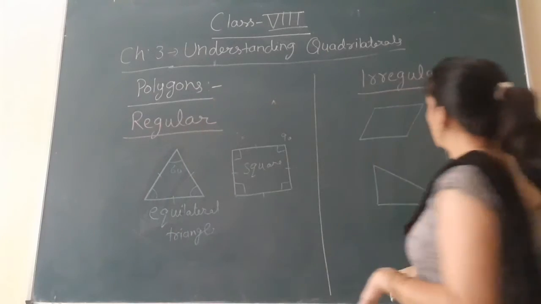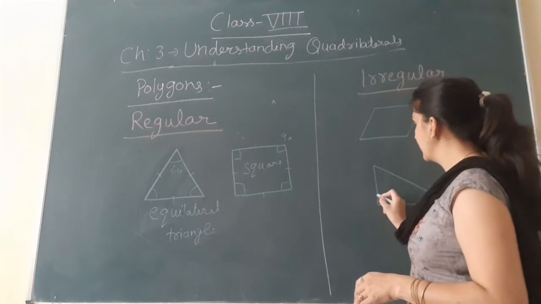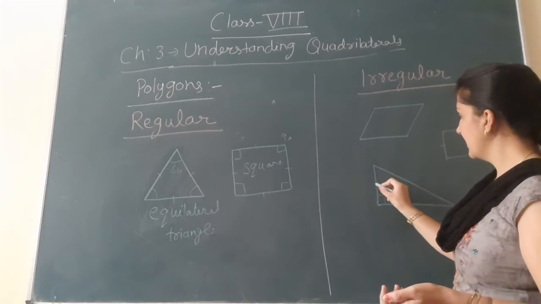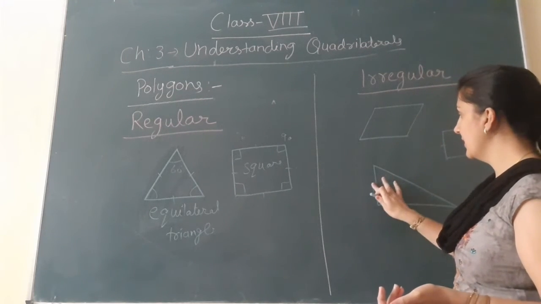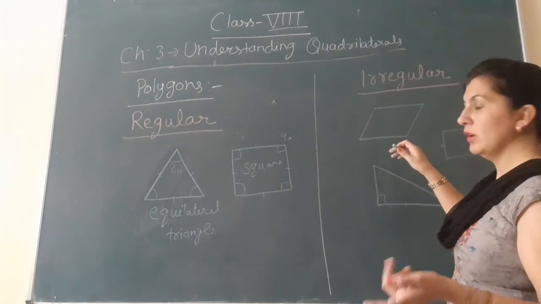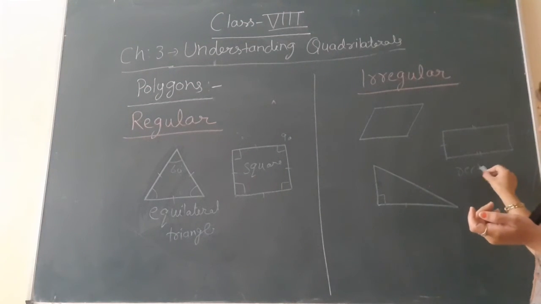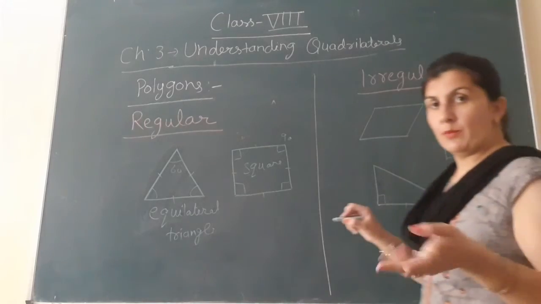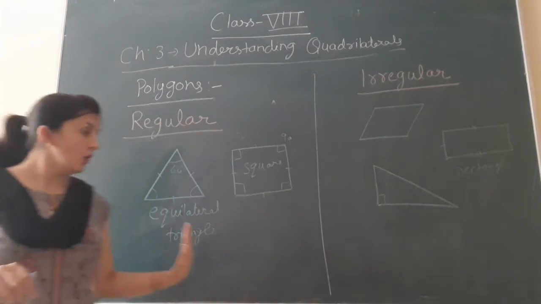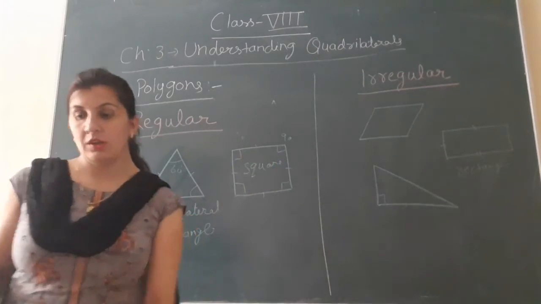Now comes the irregular polygon. In irregular polygons, just opposite to this, all sides and all angles are not equal. Like you can say this is a triangle which has different sides. So this is an irregular polygon. We can take the example of a rhombus also, where sides are equal but angles are not equal. We can take the example of a rectangle also. In a rectangle, opposite sides are equal but all sides are not equal, so it is also irregular. In regular, all sides and angles are equal. In irregular, it is just the opposite of the regular polygon.